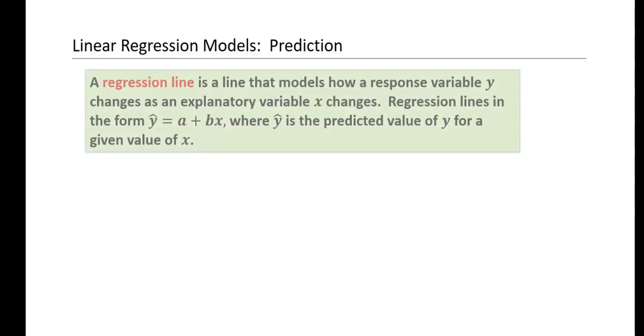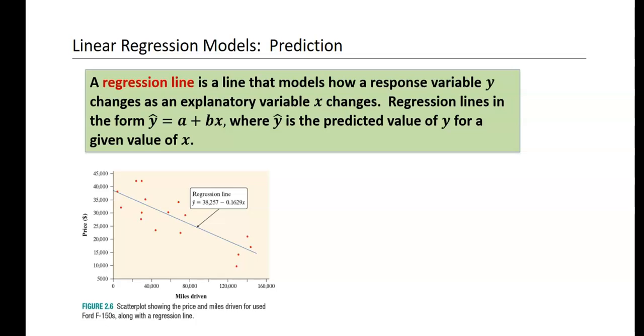Okay, so why do we make a regression line? It's kind of a line that models the data. It looks kind of like that. You can see it's a negative slope there. So it's just an easy line to use, and we make this line for purposes of prediction.